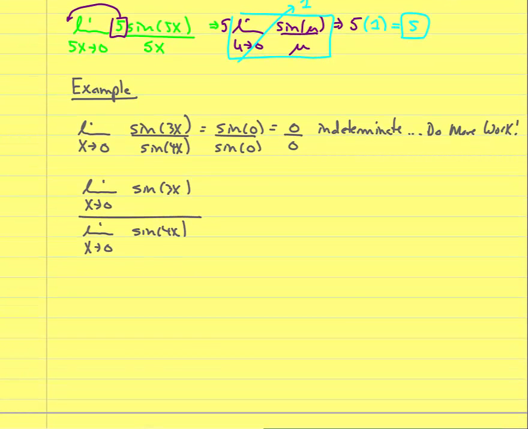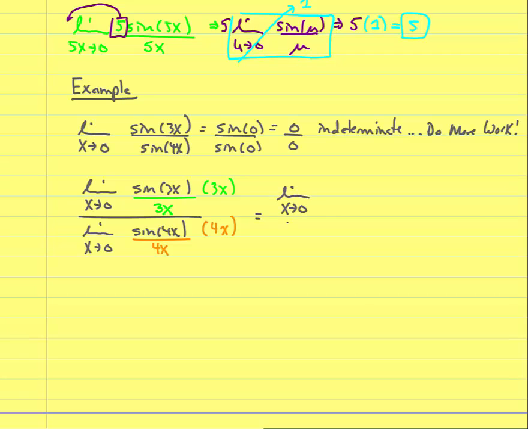So let's look to see what we have going on. If this was just a 3x down here, this would work perfect. But if I divide by 3x, I actually have to multiply by 3x as well. Same thing in the bottom. If this was a 4x, this would work perfect, but if I divide by 4x, I actually have to multiply by 4x to compensate.